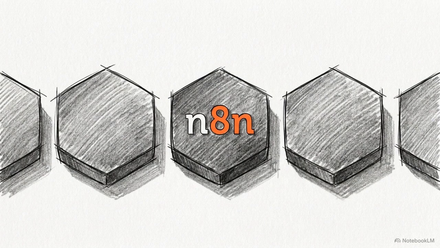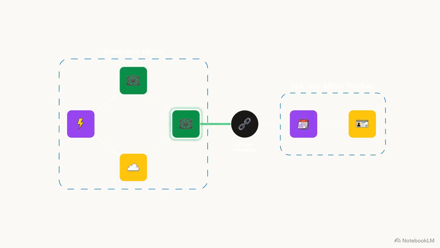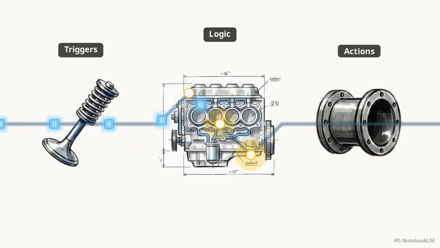By using n8n, you can design a scalable, modular automation that keeps your logic organized and prevents this kind of chaos. To do that, we need to look under the hood. We are going to expose the underlying mechanics of the n8n engine so you know exactly how it processes information.